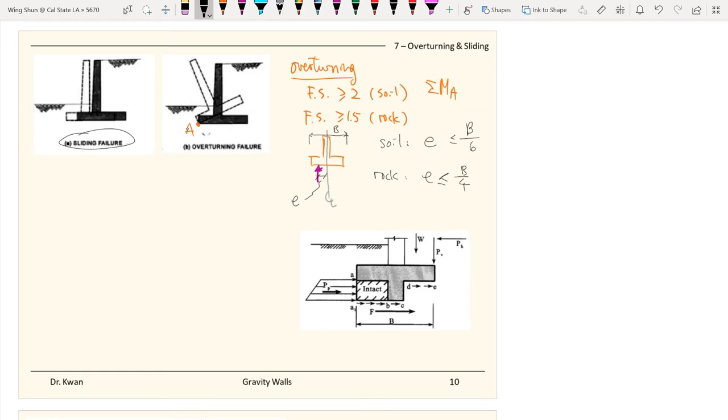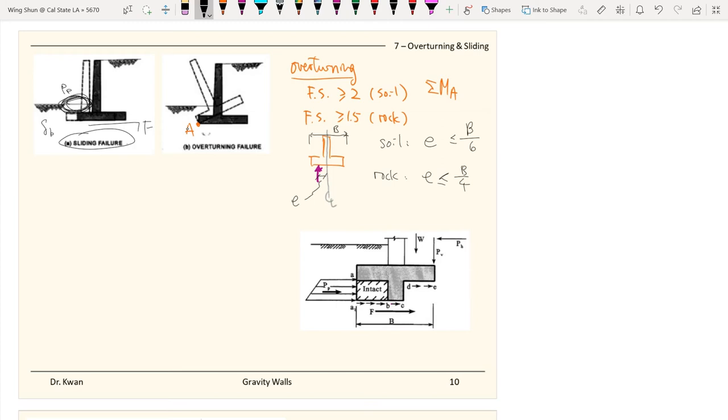Next is the sliding. If the backfill material is too heavy, it could be forcing the structure, which is the retaining wall, to slide. To prevent the sliding, there's a frictional force underneath the foundations, or you have maximum embankment soil at the other side of the wall to provide a passive pressure to prevent the wall from sliding. Those are the forces that help you guard against the sliding failure, and to describe the frictional force at the interface at the bottom, we use a friction angle of delta B.